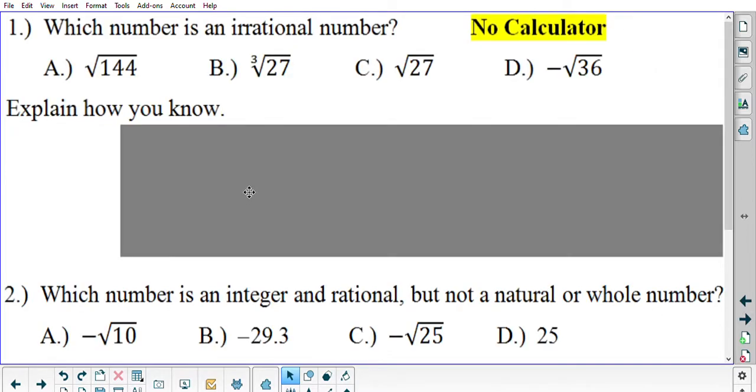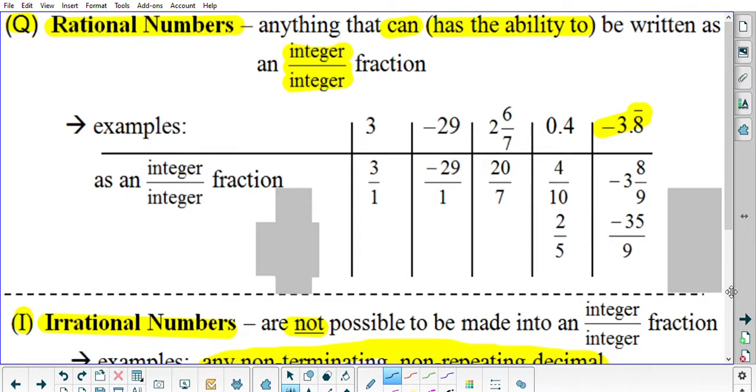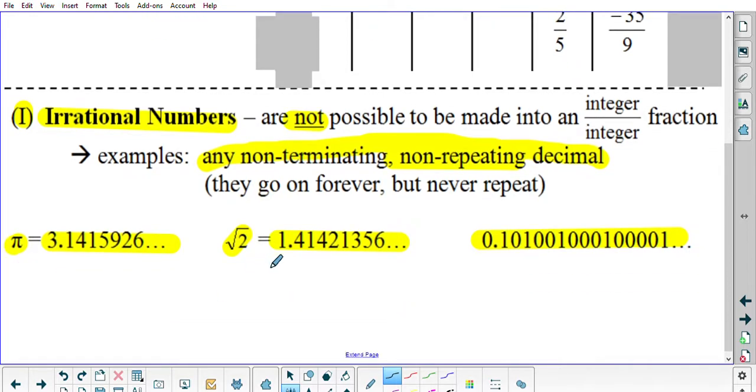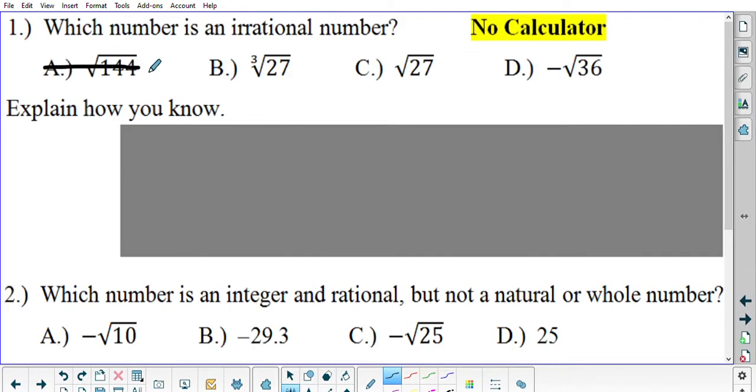All right, would the square root of 144 give me a decimal that goes on forever but never repeats? No, the square root of 144 is 12. In fact, if I were you, I'd write that down. Since it gives you 12, that's a whole number. That's not going to be an irrational number. Irrational numbers have to be these special decimals that go on forever and never repeat, because they cannot be made into an integer over integer fraction. 12 is going to be a rational number, not irrational.